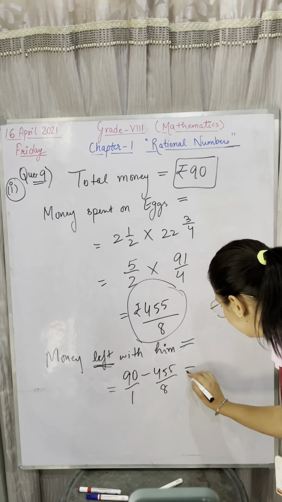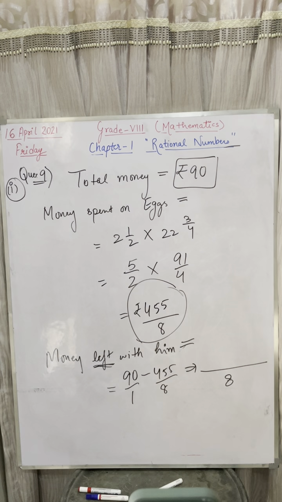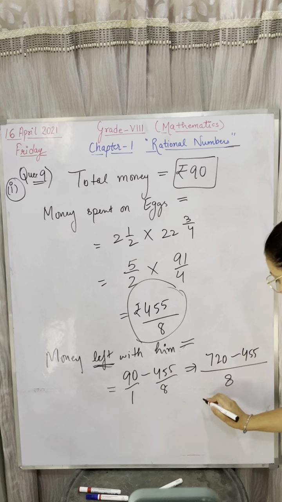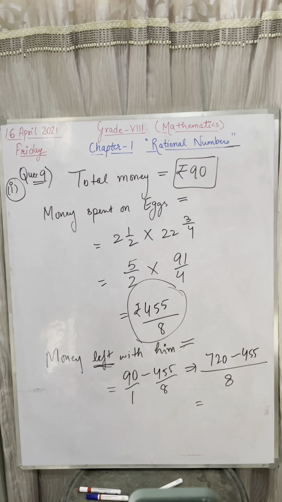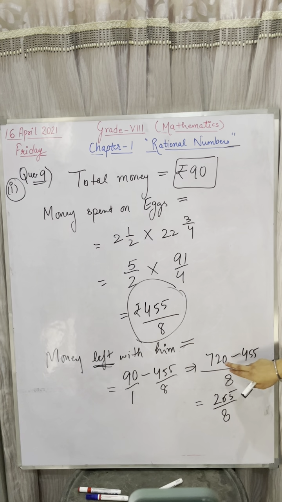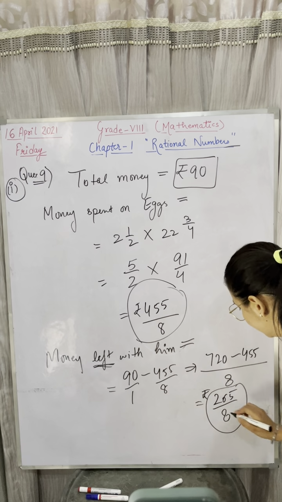This 90 is also 90/1. Take 1 as the denominator. Now take out the LCM, that is 8. 1 8s are 8. 8 into 90, quickly do it, 90 into 8. Yes, 720. Minus 455. Now take out the answer. Subtract 720 minus 455. Subtract quickly. That is 265. Very good. The minus sign will not come because the bigger value is positive. So this much money is left with him.